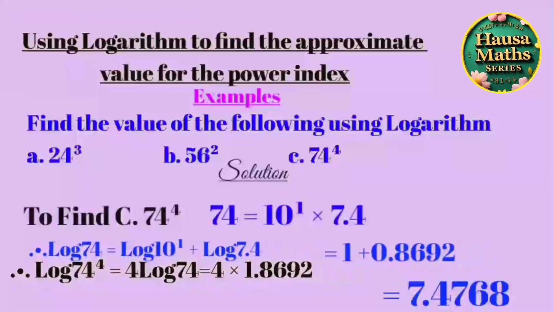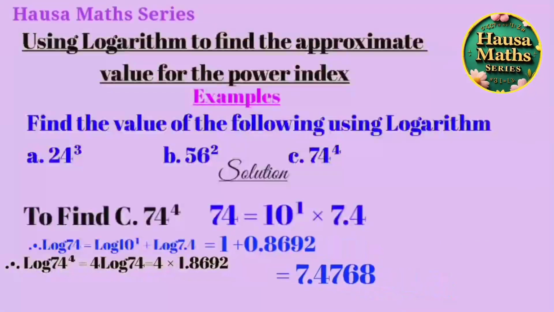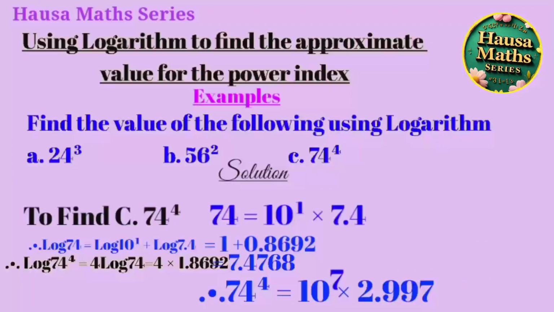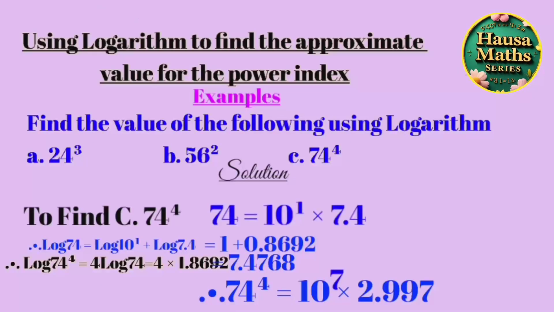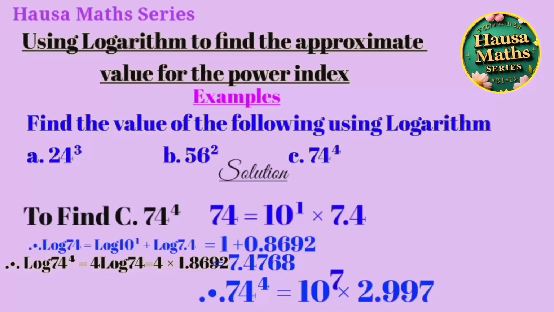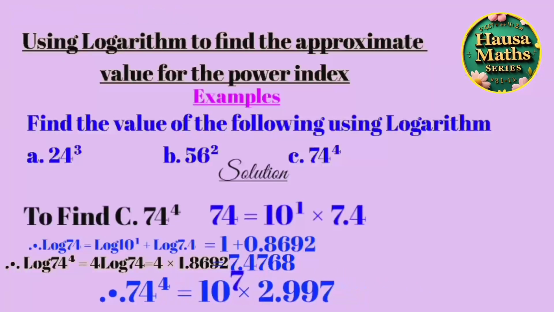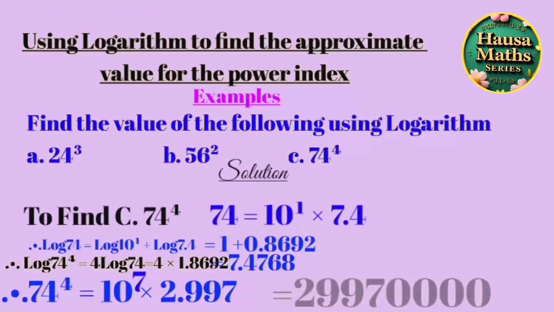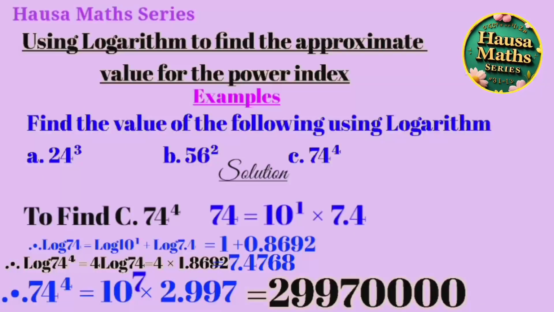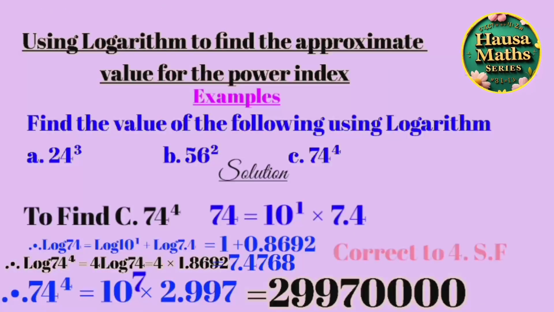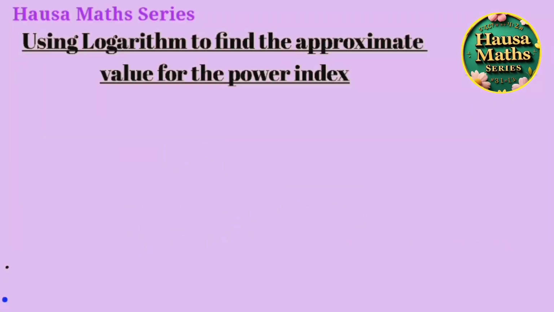So the antilog of .47 under 6 with difference 8 is 2.997. When we multiply it by 10 raised to power 7, it will be exactly 29,970,000. This is an approximation correct to four significant figures.